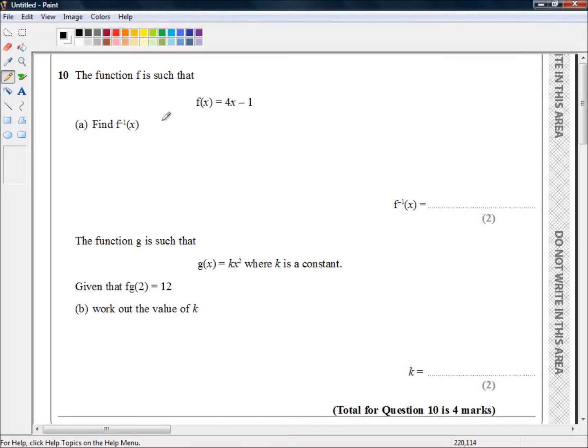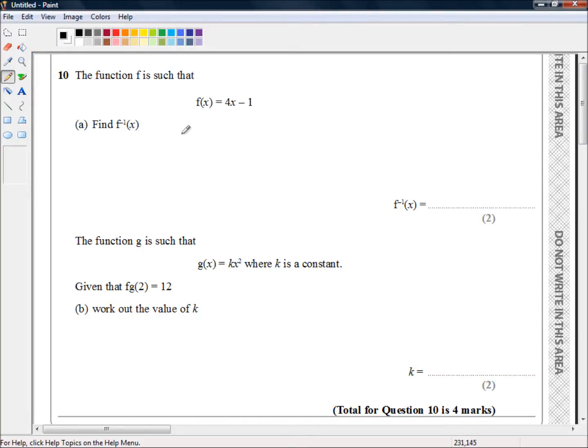This is paper 1MA1/3H. It's the third paper in the higher tier. It is a calculator paper, so we are allowed to use calculators, and we're picking up in question 10. The function f is such that f of x is equal to 4x minus 1. Part A says find the inverse of f of x.